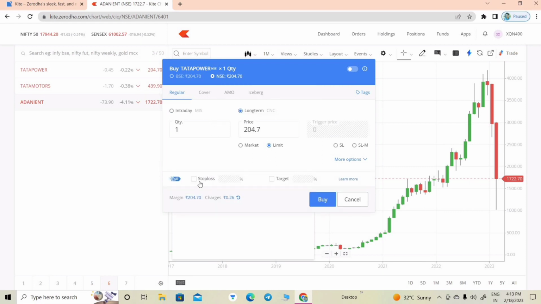And then going to long time trading, we don't get any leverage. We can see the margin required is 204. We actually require the whole amount for buying this order.